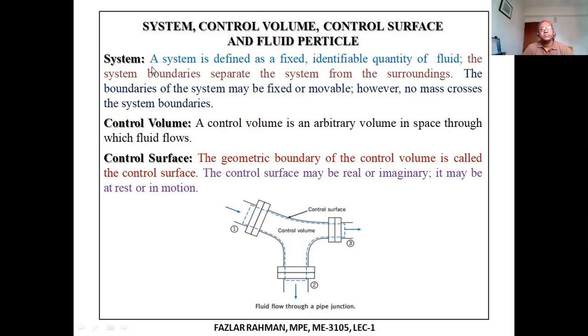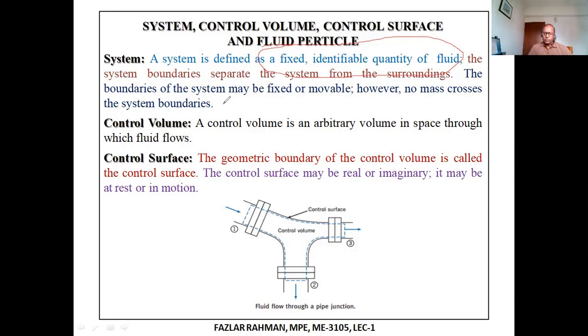A system is defined as a fixed identifiable quantity of fluid. That means you can identify it. You cannot say the volume is 0 or the mass is 0. So it's defined as a fixed identifiable quantity of fluid, some amount of fluid. The system boundary separates the system from the surroundings. That is called the system and the boundary. The boundary of the system might be fixed or movable. However, no mass crosses the system boundary.